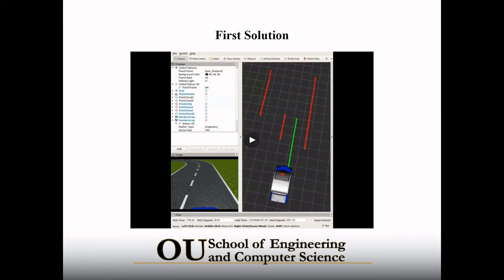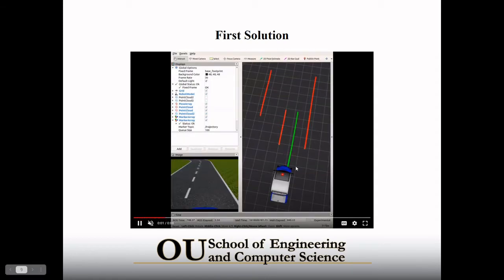So the first actual solution that we tried: we already have the actual points coming from the generated center lanes, but we need an earlier point, so we use the least squares estimation algorithm to generate estimated points in front of the car.